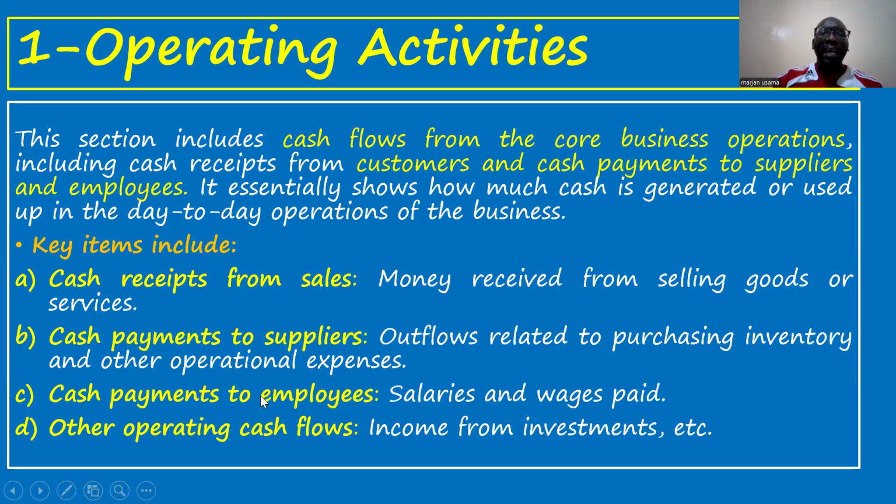Then number three, cash payments to employees. We have workers who are working in our organization, our businesses. They don't work for free. They need to be paid at the end of the month, or sometimes on a daily basis. So that is cash outflow. Then we also have other operating cash flow, for example income from investment, money that you get after investing in something. These are the key items you will always find in a cash flow statement under the operating activities.